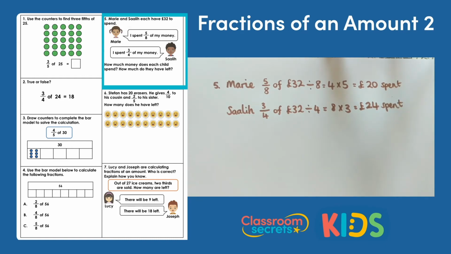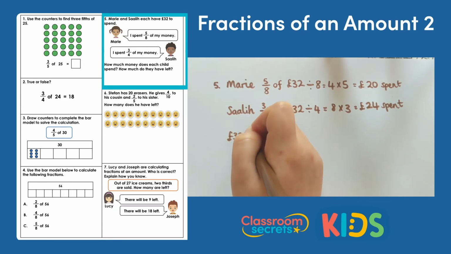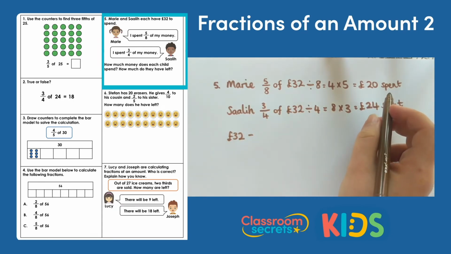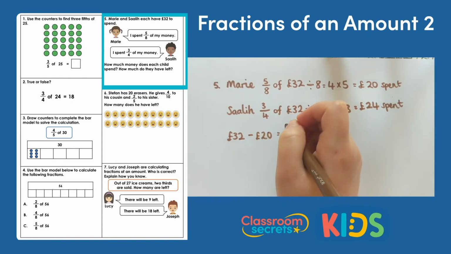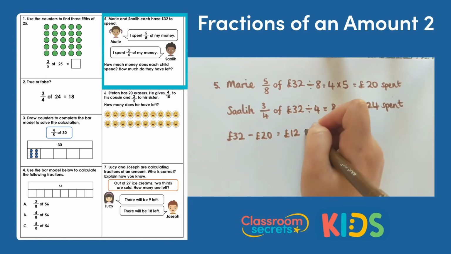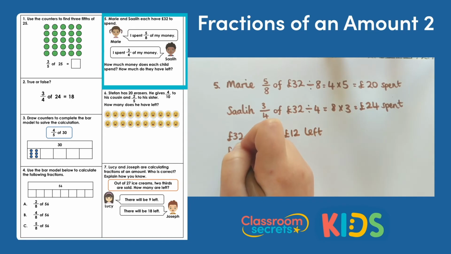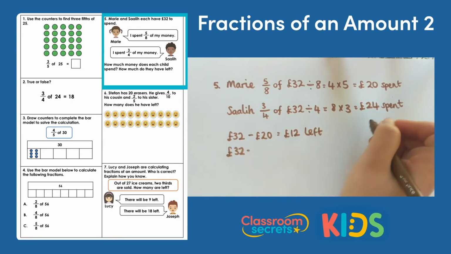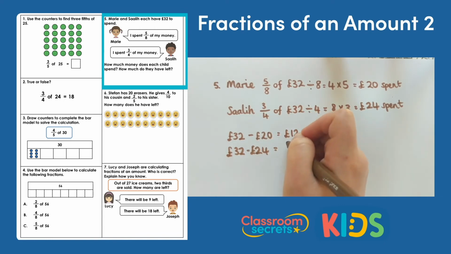The second part of the question says how much do they have left. So all we need to do for this is start with £32 and subtract Marie's £20 that she has spent, which means that Marie has got £12 left. Similarly, we do the same for Sally. She started with £32 and she spent £24. So that must mean that she has £8 left.